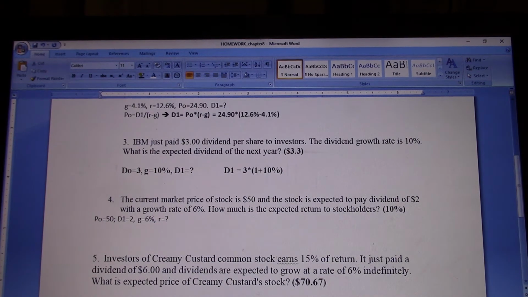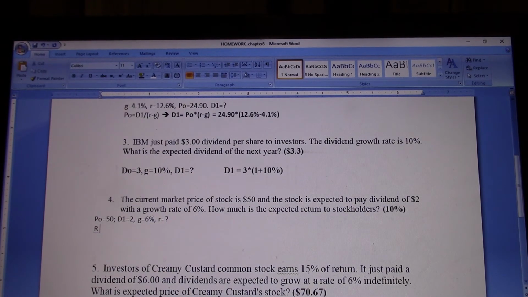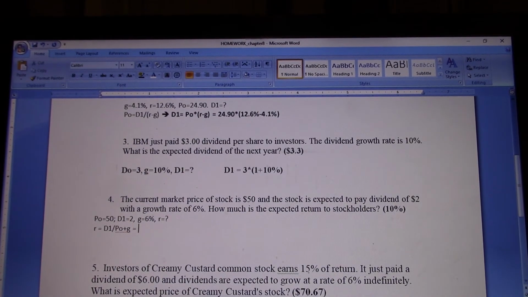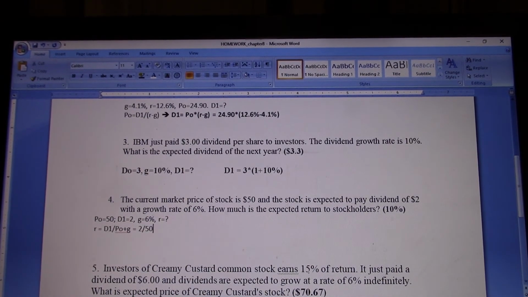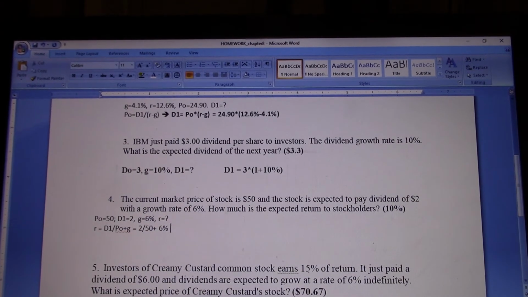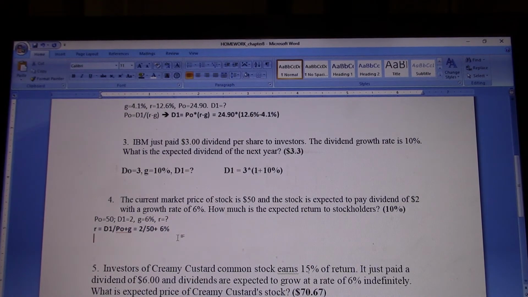So these are the inputs. We know the equation: R equals D1 over P0 plus G. So it should equal 2 divided by 50 plus 6%. This should be our answer to this question. Or let's try the calculator.